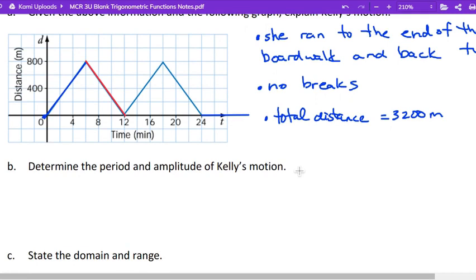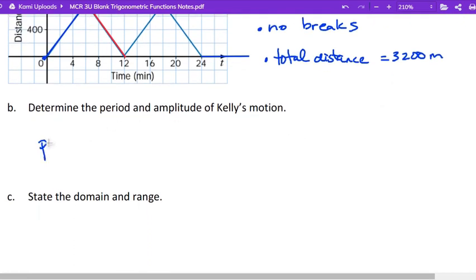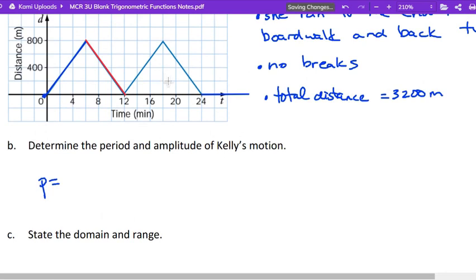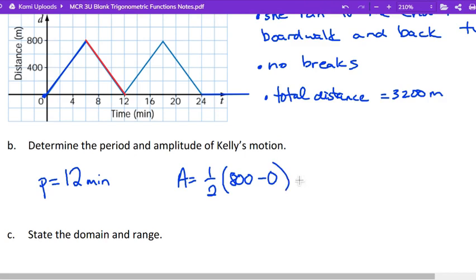Okay, determine the period and amplitude of Kelly's motion. All right, so for period, how long does it take for the cycle to start again? How many minutes? 12 minutes. Okay, for the amplitude, it's going to be 1/2 times the maximum minus minimum. What's the maximum y value? 800 minus 0, right? So the amplitude is 400 meters. Sort of saying, how far away from the middle did she go?